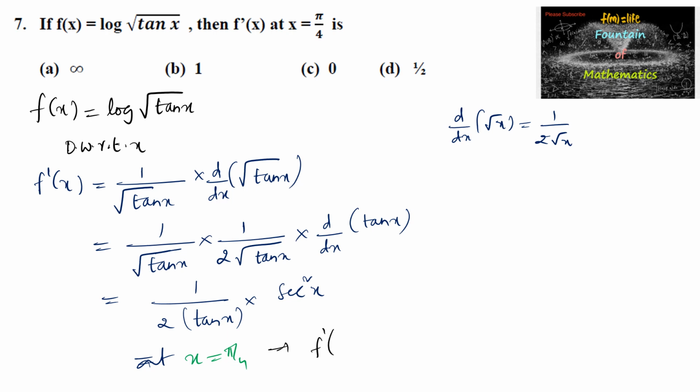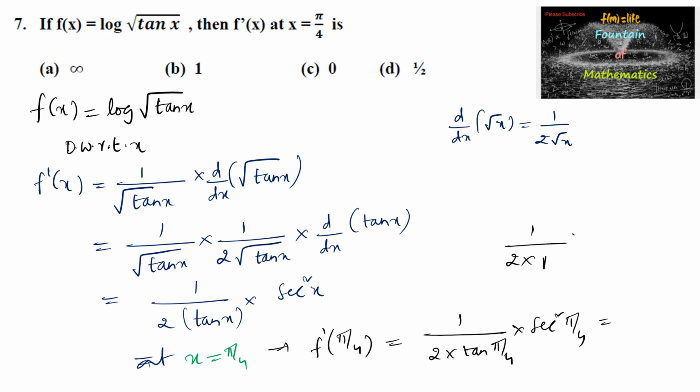So f dash of pi by 4 is equal to 1 by 2 times of tan pi by 4 into secant square pi by 4, which is equal to 1 by 2 into tan pi by 4 value is 1 and secant pi by 4 value is root 2. So root 2 whole square is 2. So 2 upon 2, which is equal to 1. So we can go with an option B. Option B is the answer.